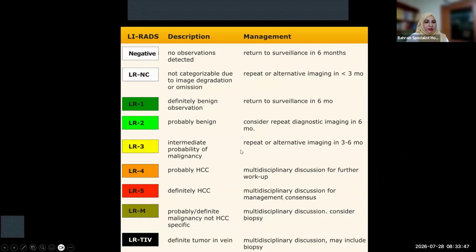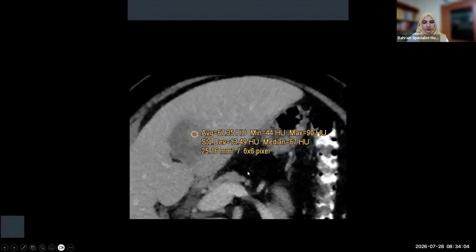This is how the management plan works with each LIRADS category. If it is LIRADS 3, you just need to repeat imaging or consider an alternative imaging if it has not already been done. LIRADS 4 needs multidisciplinary discussion and further workup, and LIRADS 5 should be treated as hepatocellular carcinoma and discussed in a multidisciplinary meeting approach.